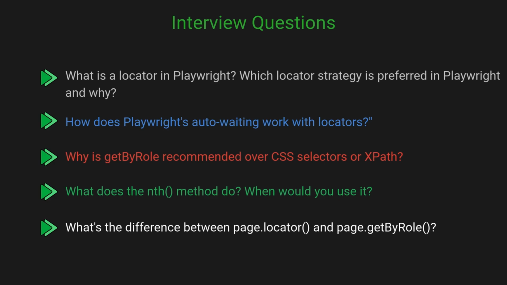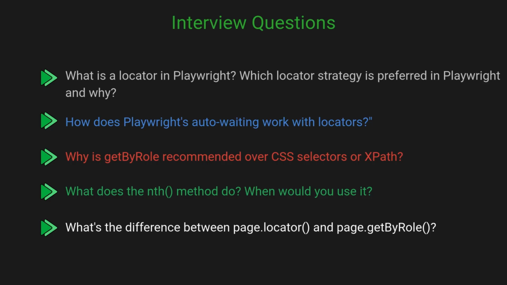The most preferred locator strategy in Playwright is getByRole. Why? Because it follows accessibility standards, which reflects how real users interact with the page. Also, it is more stable than CSS and XPath and therefore reduces flaky tests.